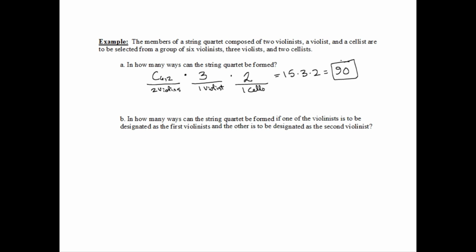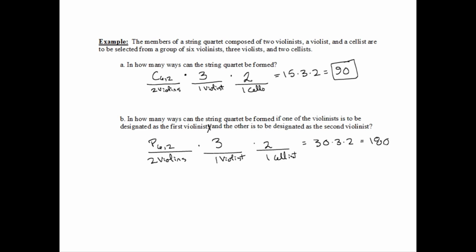Now let's suppose one of the violinists is to be designated as first violinist, and the other is to be designated as the second violinist. And so here, this time, we are putting an order on our 2 violins, right? And so here we've got a permutation. Permutation 6, 2, multiplied by 3, multiplied by 2. So we get 30 times 3 times 2, which is 180.